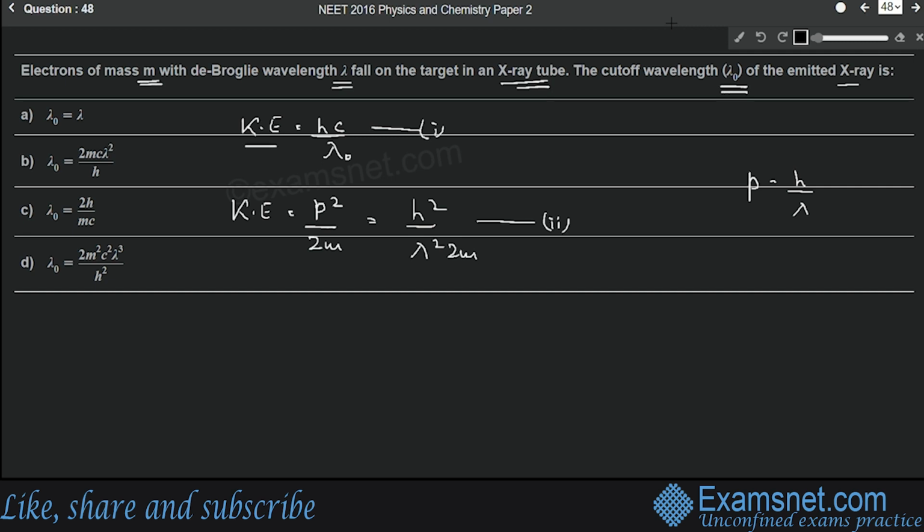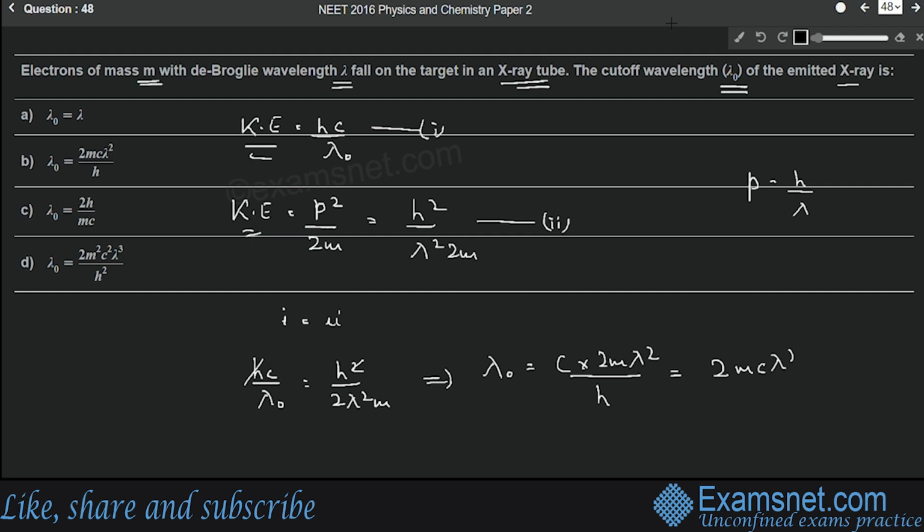Now both are kinetic energy, that means equation 1 is equal to equation 2. Okay, equation 1 equals equation 2, that means hc by lambda naught equals h square by 2 lambda square m. From here we can find the expression for lambda naught. Okay, this h will cancel, so we'll get lambda naught equals c into 2m lambda square by h. Okay, so we can rearrange it and it will be 2mc lambda square by h.